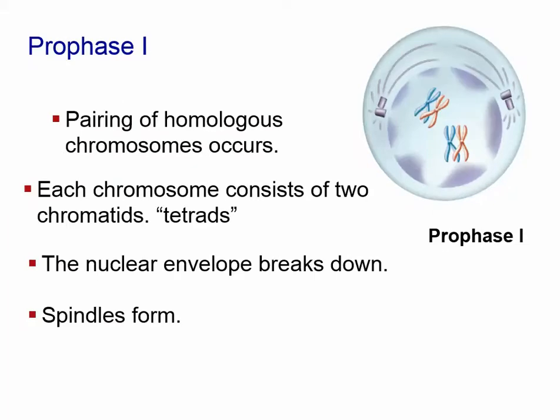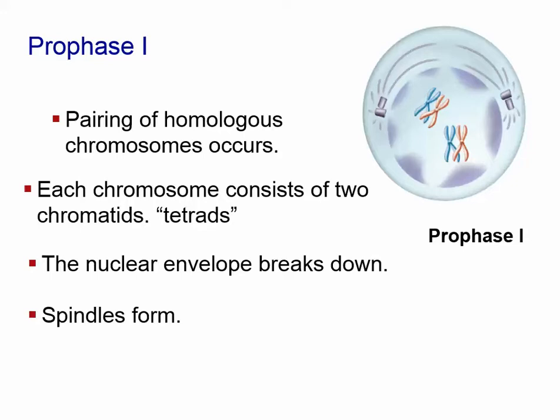In prophase 1, there's a couple of cool things that happen. The first one is that the pairing of homologous chromosomes occurs. In this picture here, the pink one would be the chromosome from your mom, and the blue one would be the chromosome from your dad. When they pair up, they form what's called a tetrad. Tetra means 4, and this tetrad is made up of 4 sister chromatids, or one pair of homologous chromosomes. And just like in mitosis, the nuclear envelope breaks down and the spindle forms.